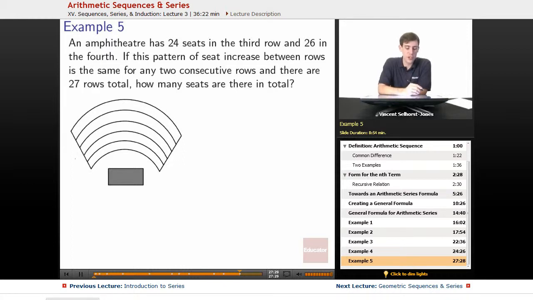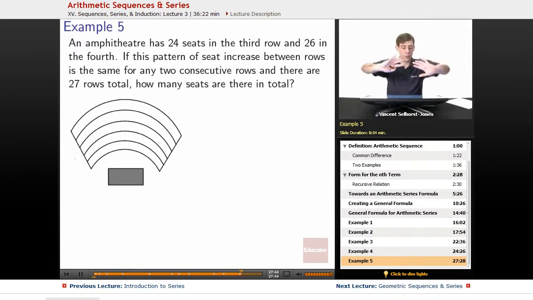An amphitheater has 24 seats in the third row, 26 in the fourth. If this pattern of seat increase between rows is the same for any two consecutive rows, and there are 27 rows total, how many seats are there in total? So the first thing we want to do is understand, how is this working?